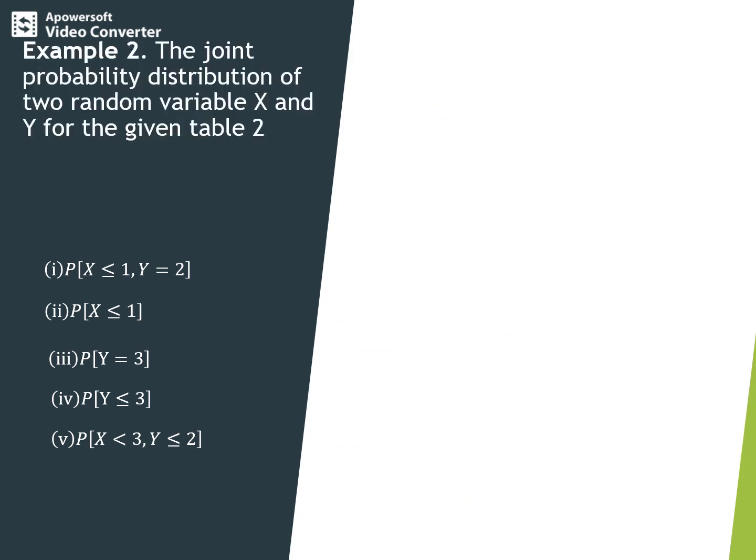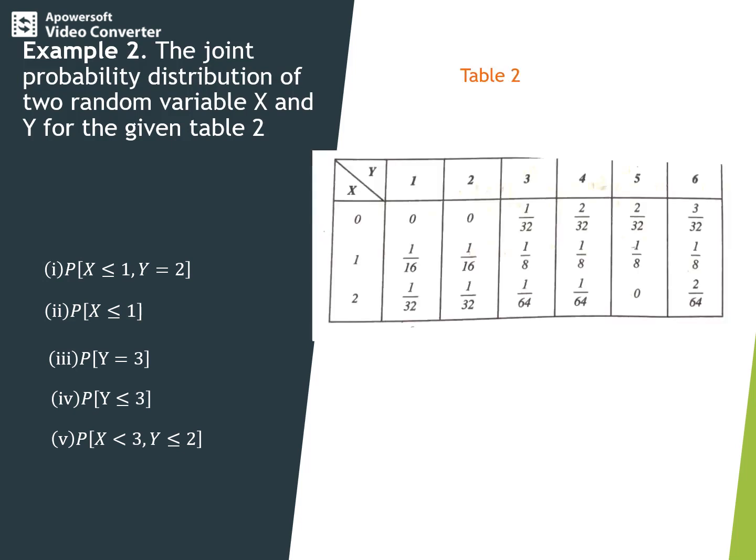Now taking another example, the joint probability distribution of two random variables x and y is given in table 2. Here in table 2, we have given the joint probabilities of x and y, and we have to find the probability when x is less than or equal to 1, y equal to 2, the probability x is less than 1, third, the probability y is less than or equal to 3, and the probability x is less than 3, y is less than 2.